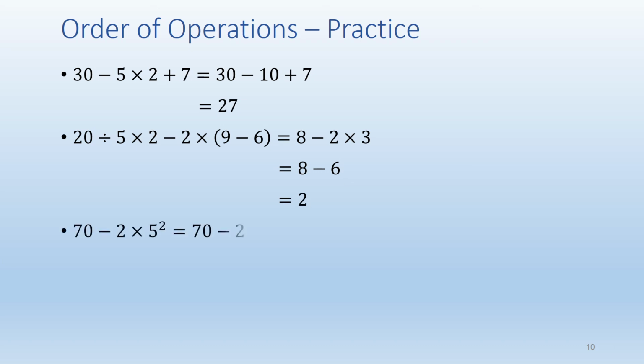Now with the next one, we would do the squaring first. 5 squared is 25. And then we would do the multiplication and lastly that subtraction. So 2 times 25 is 50. 70 take away 50 is 20.